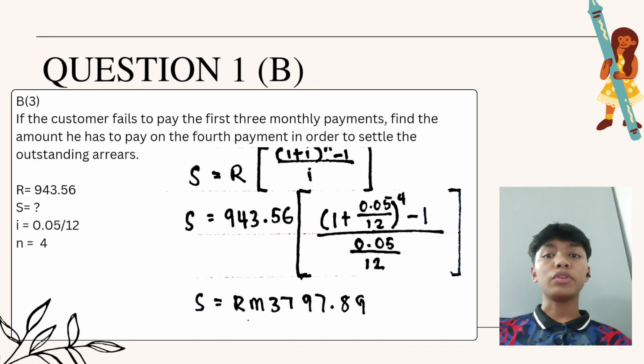So S4 equals 943.56 times (1 plus 0.05 per 12) to the power of 4, minus 1, over 0.05 per 12. After calculating, we get RM3,797.89 that the customer has to pay.